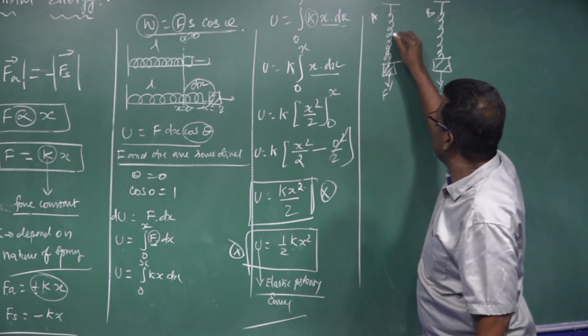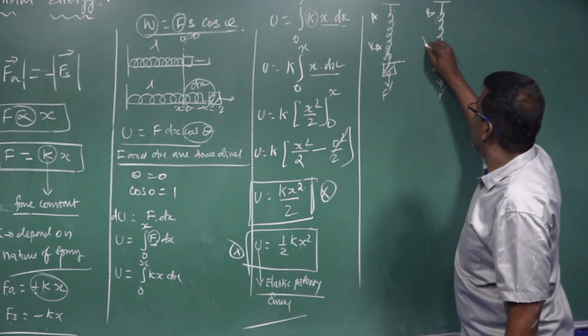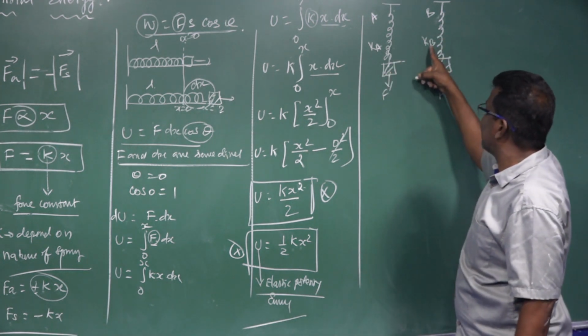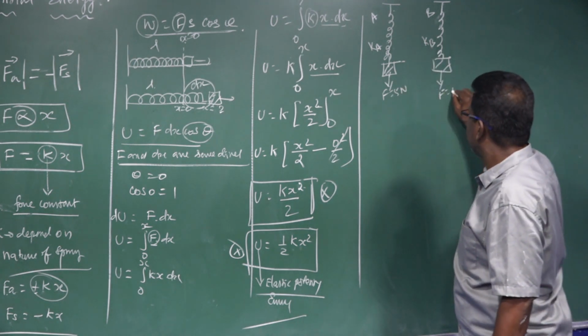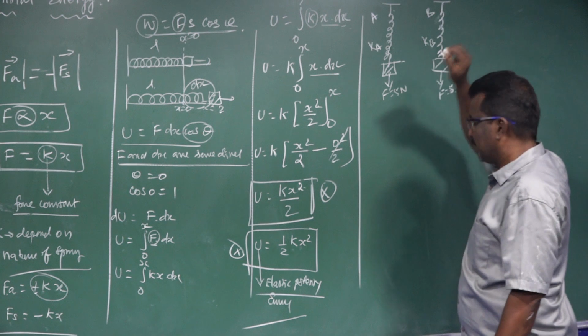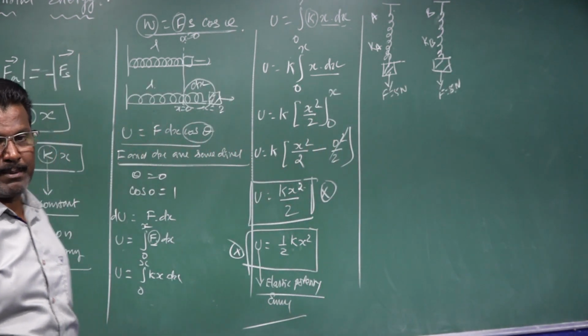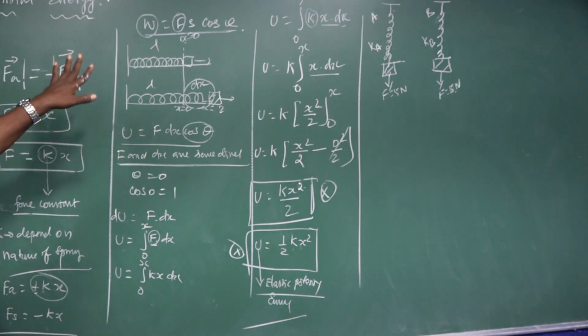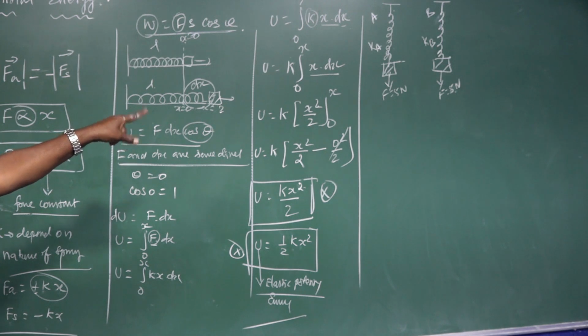So KA, K represents the spring constant of the first material. KB represents the spring constant of the second material. A force of 5 Newton is applied, the same force applied on the body. In the first case, KA, the same 5 Newton is applied. In the second case, KB, the same 5 Newton.